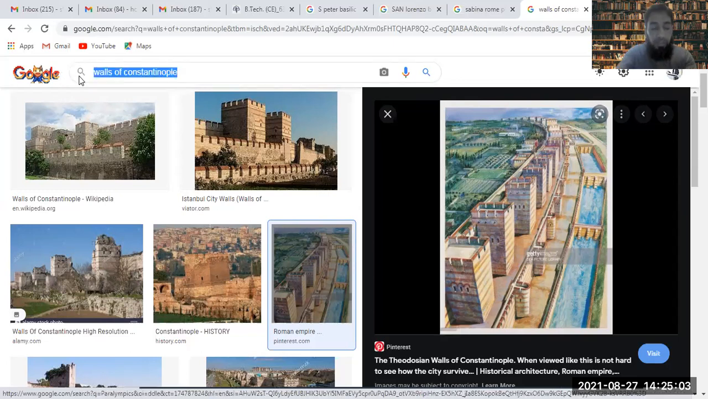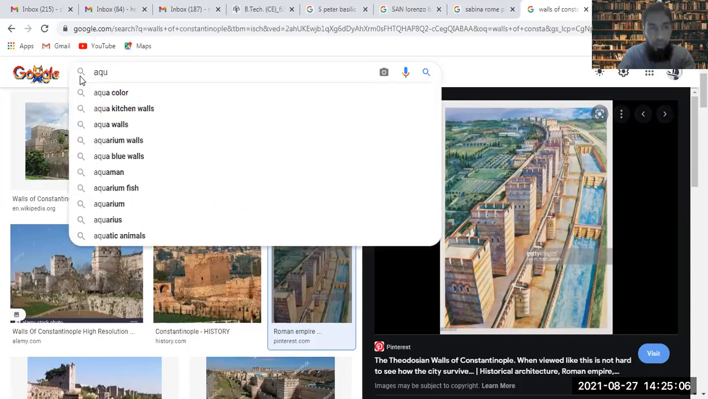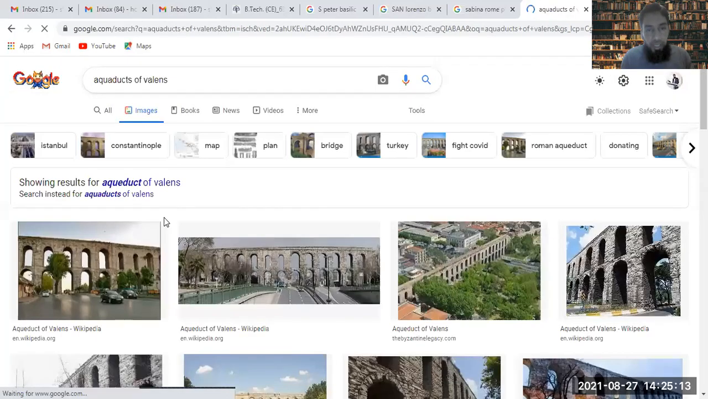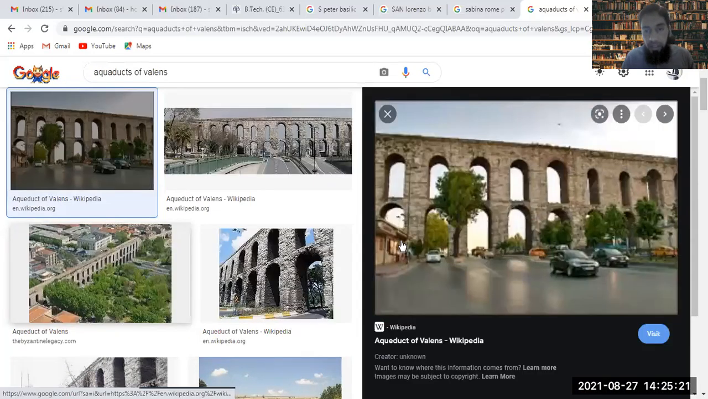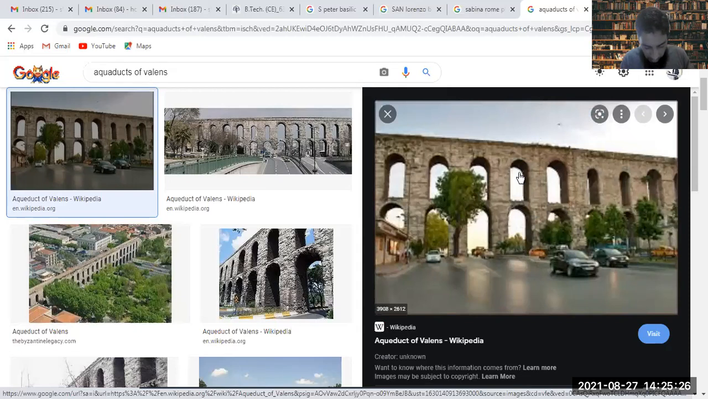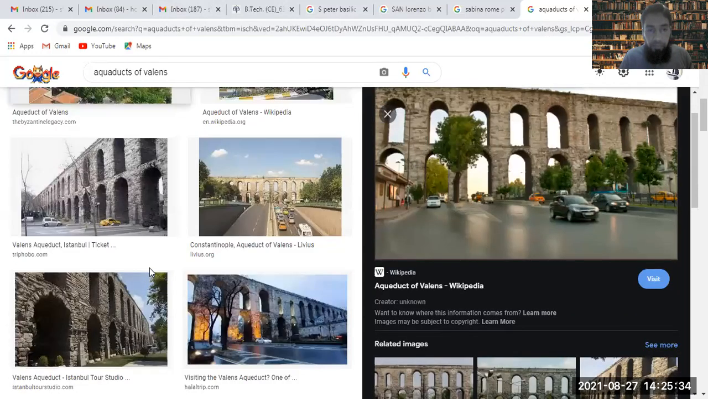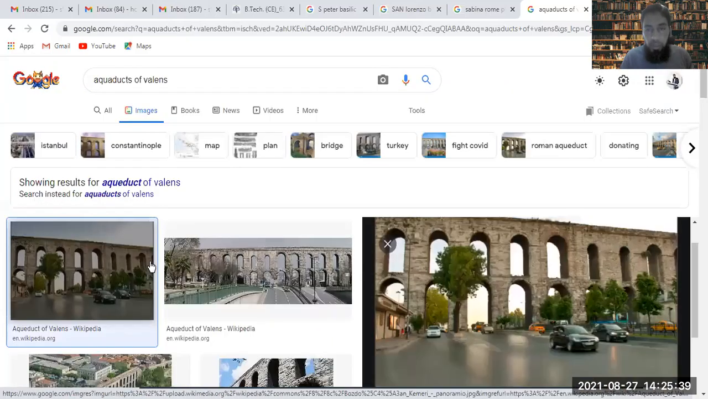You have from the Roman civilization the aqueducts as well. The Aqueduct of Valens is one. This was constructed around 360 AD. Now, this Valens Aqueduct is in present-day Istanbul.